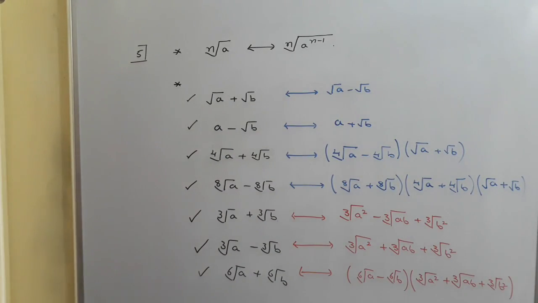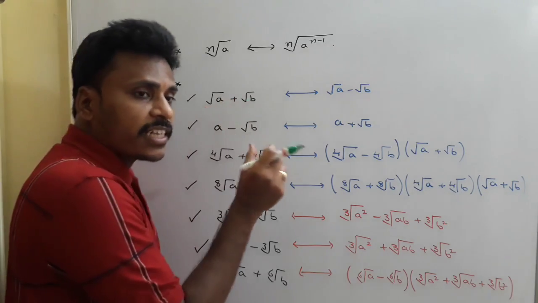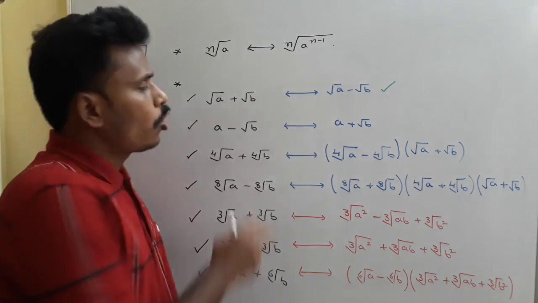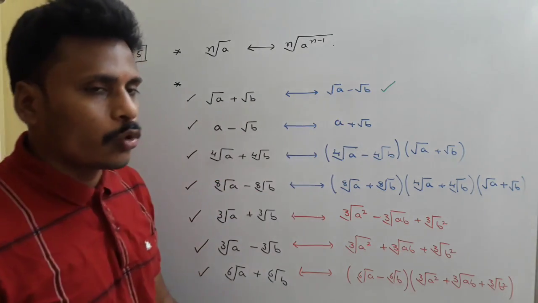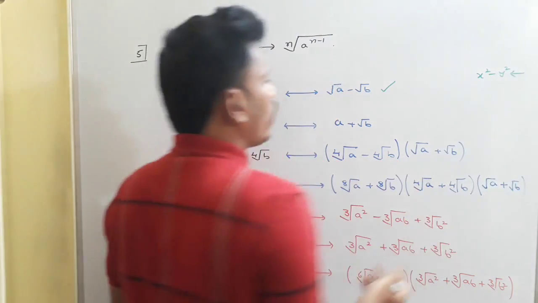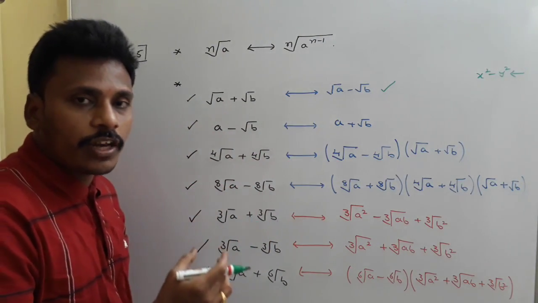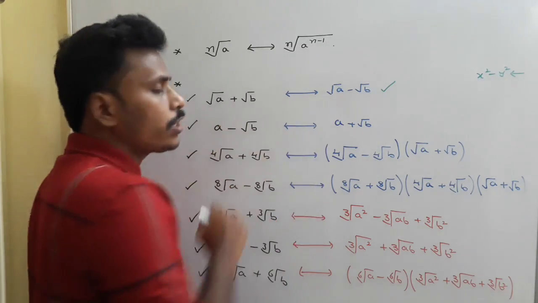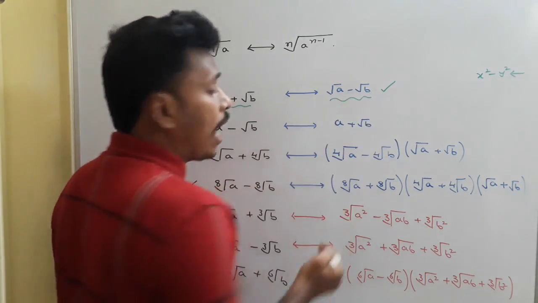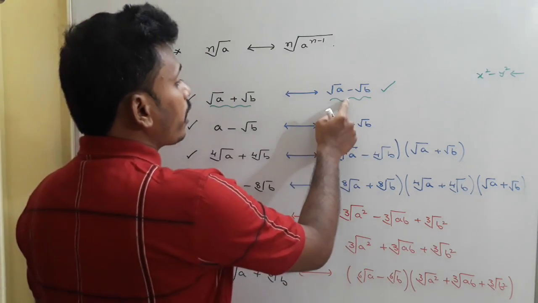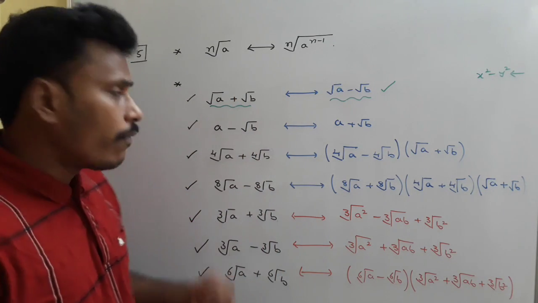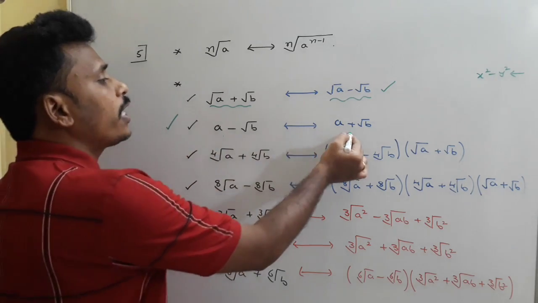Just look there on the board. For root a plus root b, its rationalizing factor is root a minus root b. Why? Because if you multiply root a plus root b into root a minus root b and use the x square minus y square formula, you will get a minus b as your answer, which is a rational number. Since the product of these two is a rational number, the rationalizing factor of root a plus root b is root a minus root b, and the rationalizing factor of root a minus root b is root a plus root b. Likewise, we need to check the next problem as well.